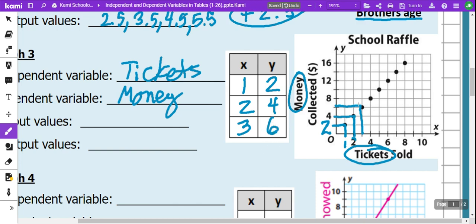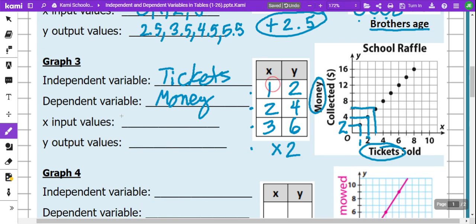So it looks like the tickets are $2 each. So each one of the input variables, each ticket, is multiplied by 2 to get the dollars. So we have 1, 2, 3, 4 for the input values, and then the output values are going to be 2, 4, 6, 8. Okay, finish the last one on the bottom, and then we're going to move on to the next part.